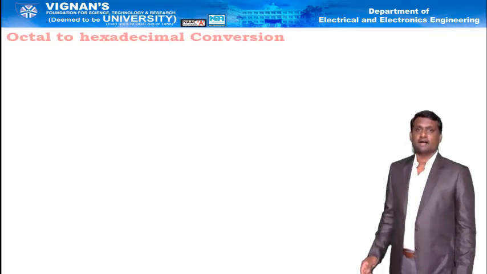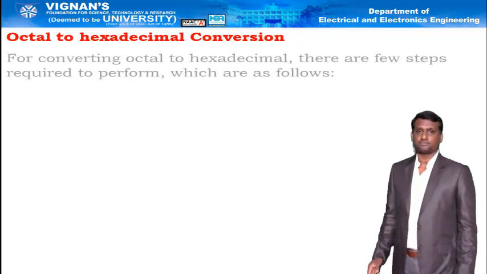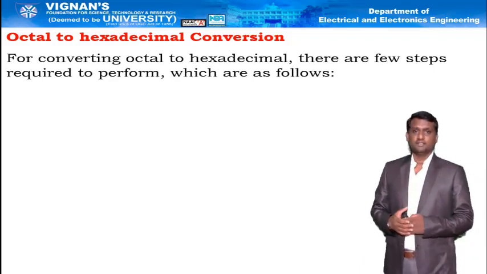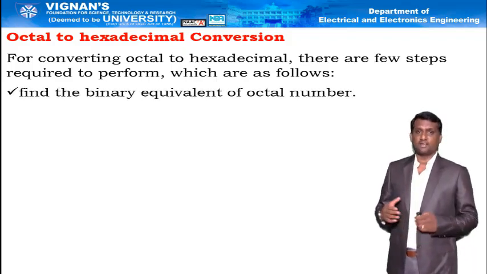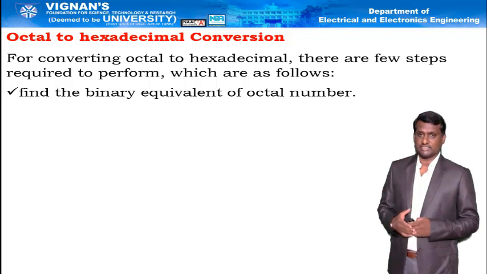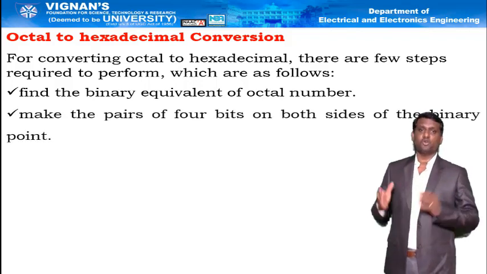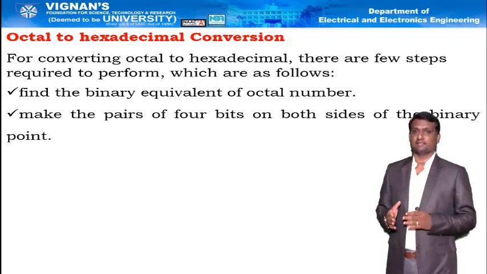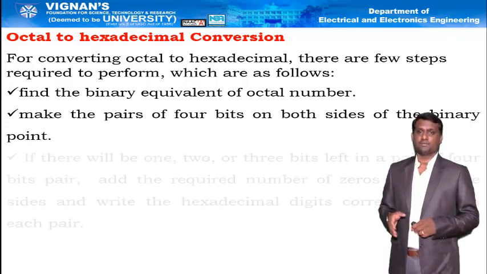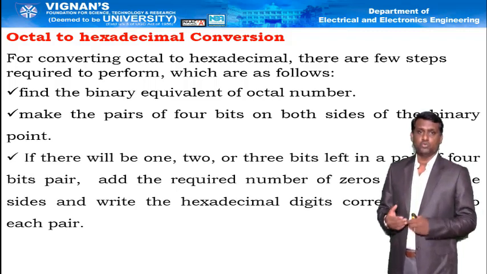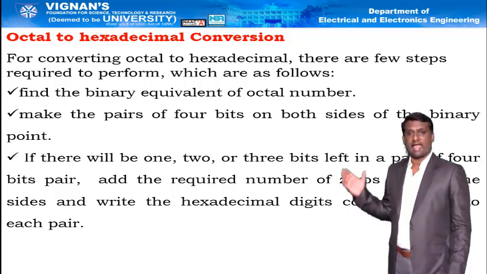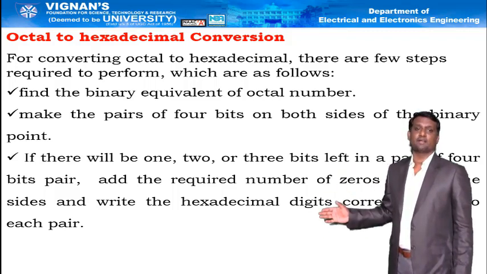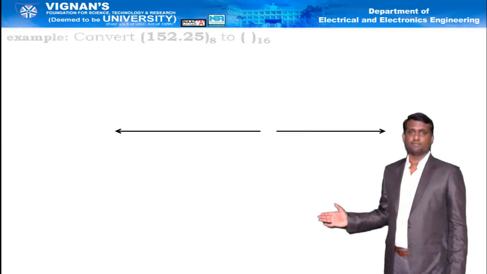The next one is octal to hexadecimal number system. For conversion of octal to hexadecimal, we have to perform a few steps. The first step is to find the binary equivalent of the octal number. Next, make pairs of 4 bits on both sides of the binary point. That is the second step. Third, if there are 1, 2 or 3 bits left in a pair of 4 bits, add the required number of zeros on the extreme side and write the hexadecimal number for the corresponding given octal number. We will see that with an example.